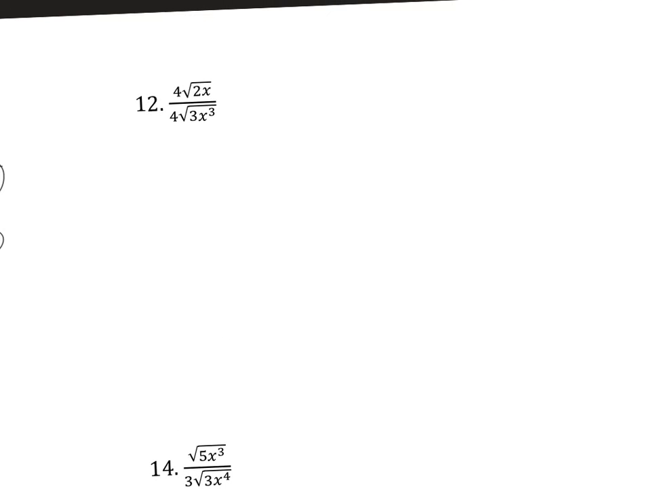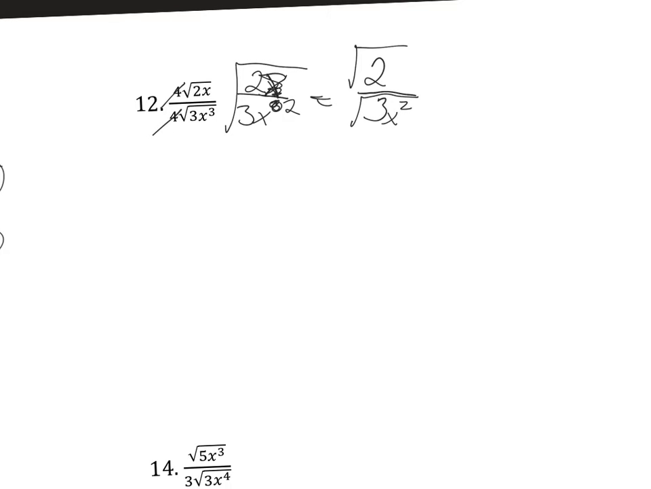Okay, now let's try this next one. I think I can make it a little bit easier. We have a 4 and a 4. Those are both going to cancel. We can go ahead and look at our 2x over 3x to the third. We can put a big square root over all of that if we wanted to. We can cancel out this x, so this one goes away. This becomes a 2, so I have 2 over 3x squared, and I have a radical over both of these, or I could do one big radical.